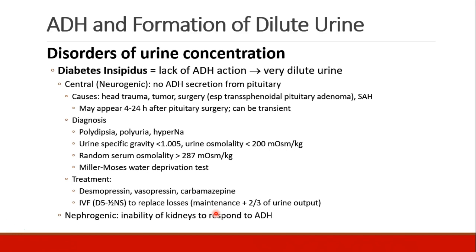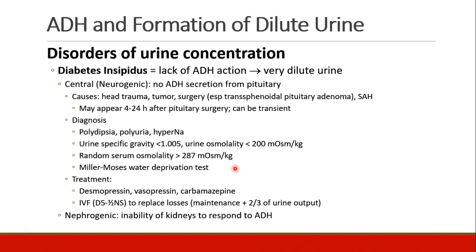We diagnose diabetes insipidus with symptoms like polydipsia, which means increased thirst, polyuria, very large urine outputs, and hypernatremia, because they're losing a lot of free water, so the sodium in the plasma gets concentrated. These patients can make many hundreds of milliliters of urine every hour, 4, 5, 6, maybe even 1,000 milliliters of urine every hour. You'll see their urine-specific gravity is very low, urine osmolarity is very low, random serum osmolarity tends to be on the high side, and there are tests that can be done to confirm diabetes insipidus.